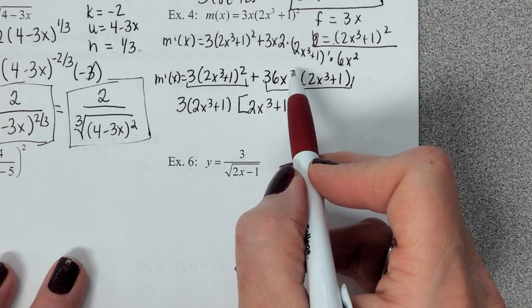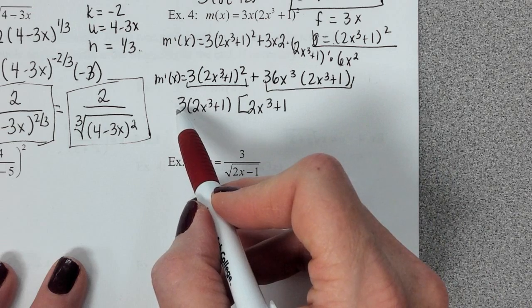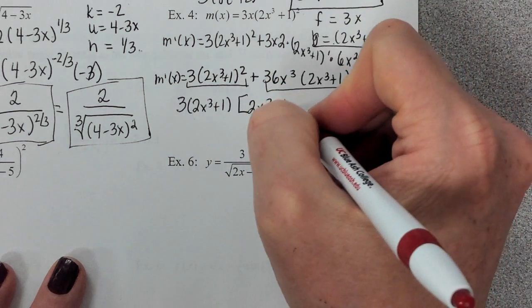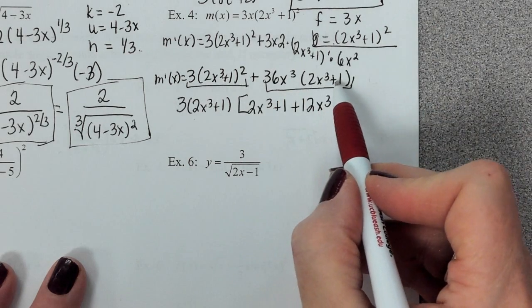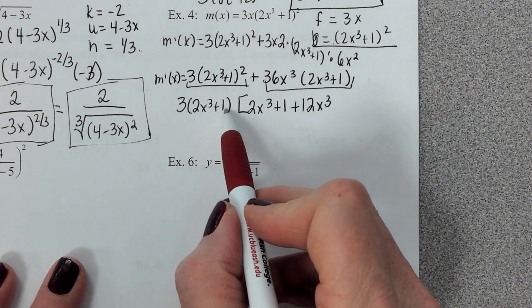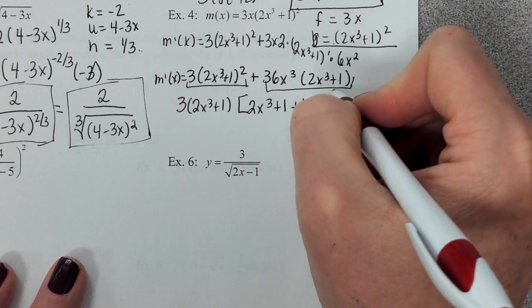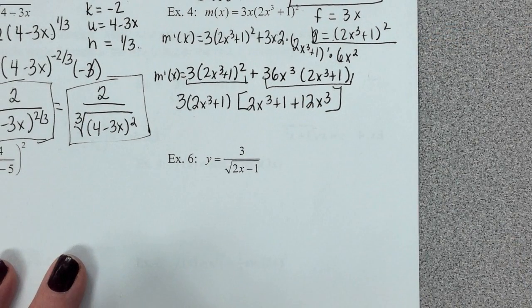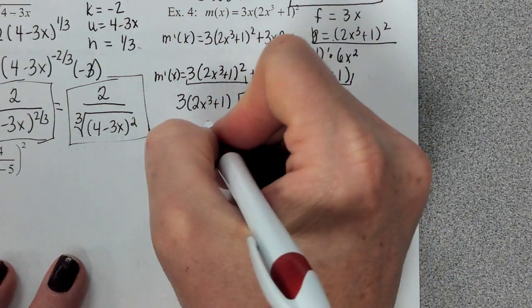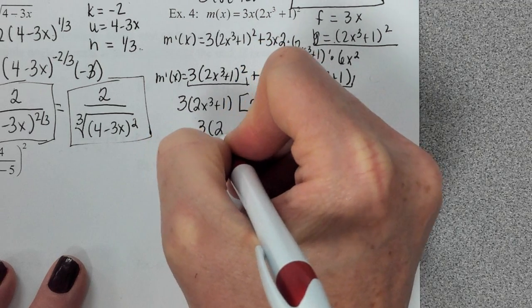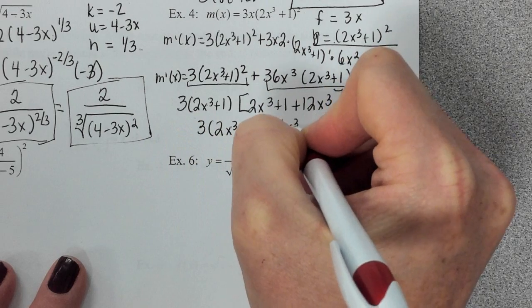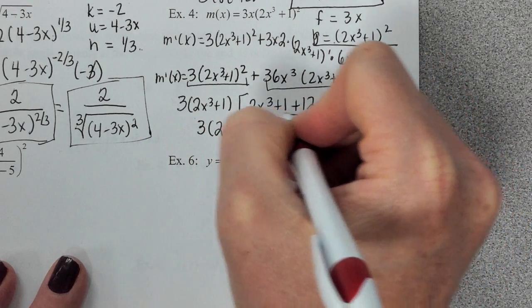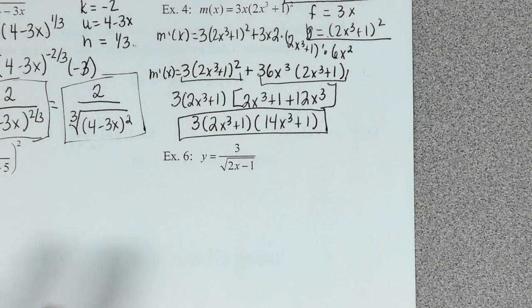And then 36x³ divided by 3, well, that's just going to be 12x³. And then 2x³ + 1 divided by 2x³ + 1, that's just going to be 1. And so this is what I'm left with. So my final answer for this derivative is 3 times 2x³ + 1 times 14x³ + 1. And that is in simplified form.